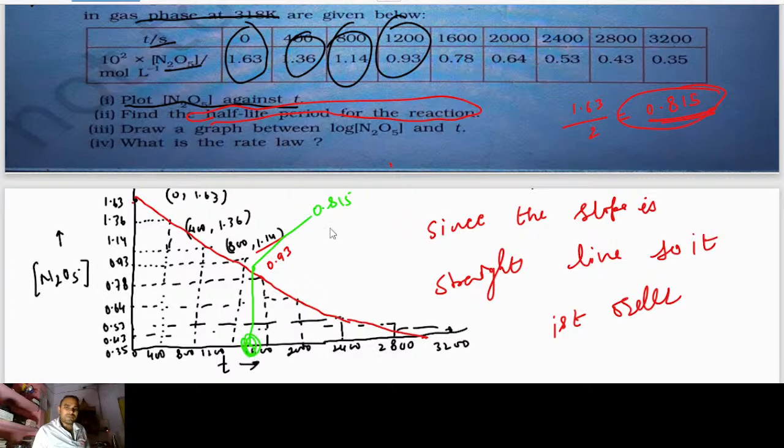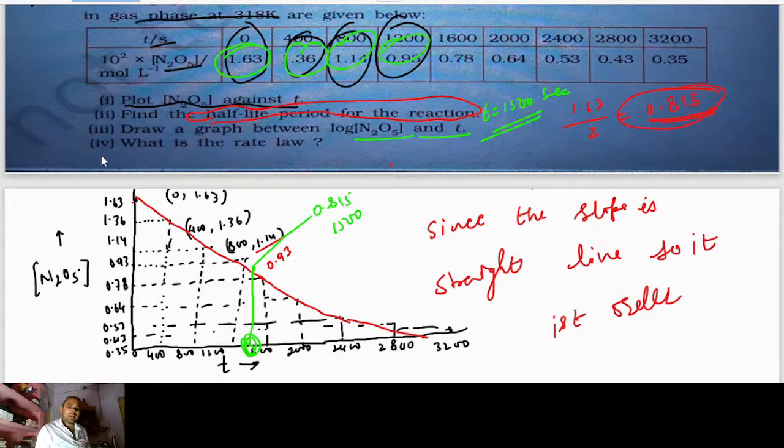Time is 1500, so T half, student, is approximately 1500 seconds. So this is the second number. Draw the graph between log N2O5 and t. This you can draw, student. You need to find the value of log of this, log of this, log of this, then plot the values, and you will get a straight line.